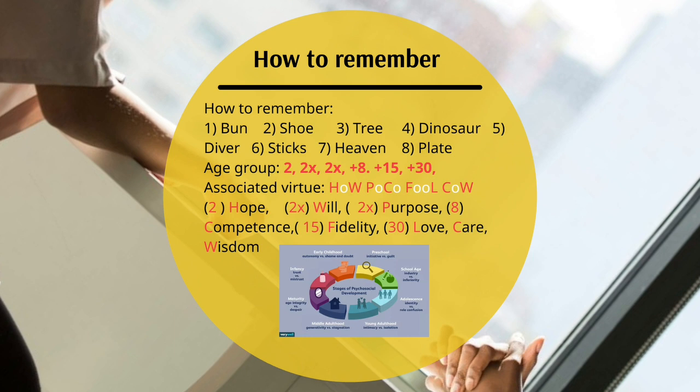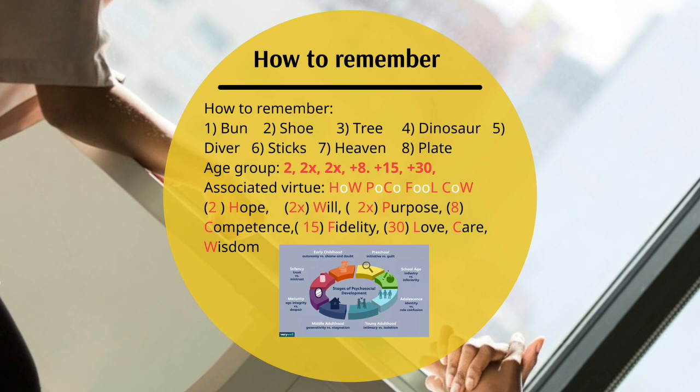Okay. Can you memorize these 8 little names? Tell yourself one is bun, two is shoe, three is a tree, four is a dinosaur, five is a dive, six is a steak, seven is heaven, eight is a plate. I know there is some resistance to learn, but can you memorize these 8 names? Let's do this. This is a recall test.